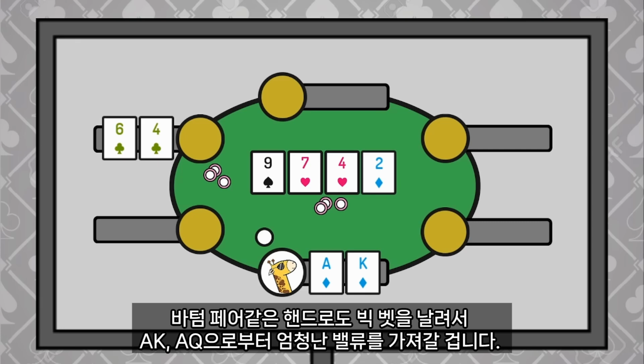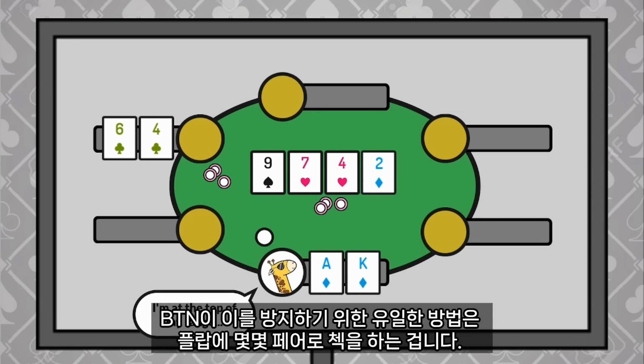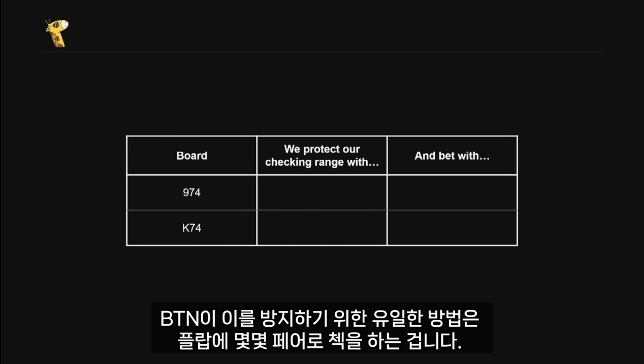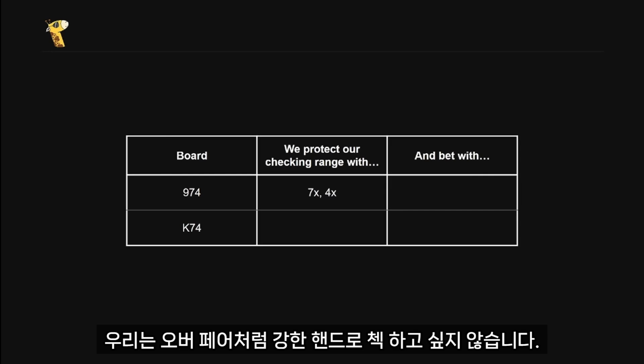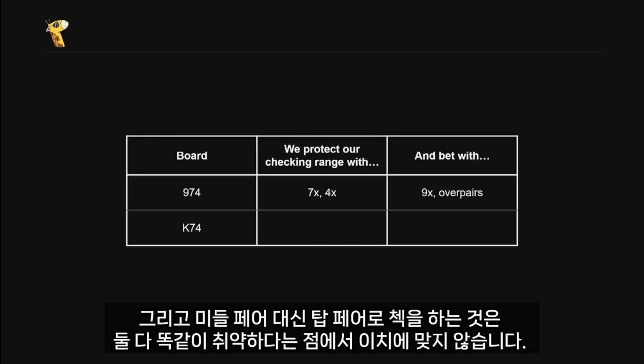Even a hand like bottom pair can go for a big bet and get plenty of value from our ace king and ace queen. The only way to prevent this is for button to check some one pair on the flop. And if you think about it, 7x and 4x are really the best candidates for this. We don't really want to check a hand as strong as an overpair, and it wouldn't make much sense to check top pair in place of middle pair given that they are both equally vulnerable.